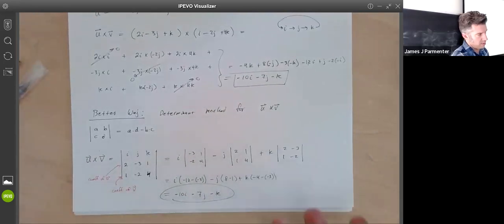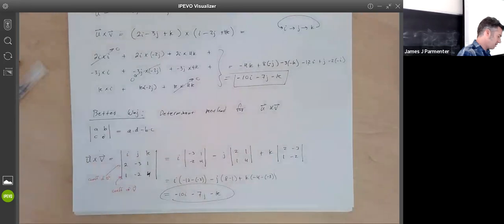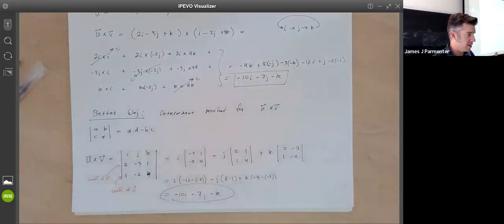So this is the way you should do it if you're finding a cross product, unless someone has told you some other magical way of doing it that's even better. I don't think there's a magical way of doing it that's better than this. I think this is the best way.